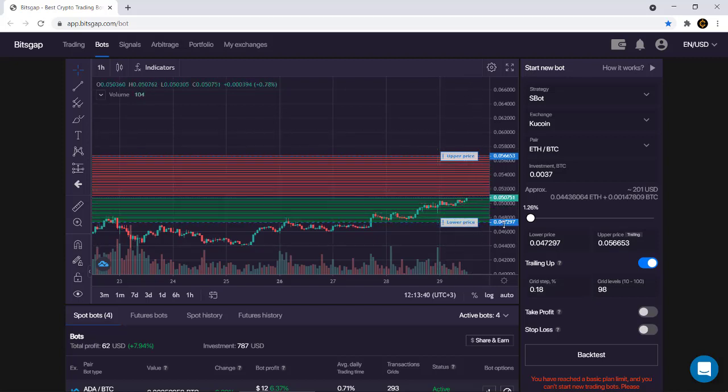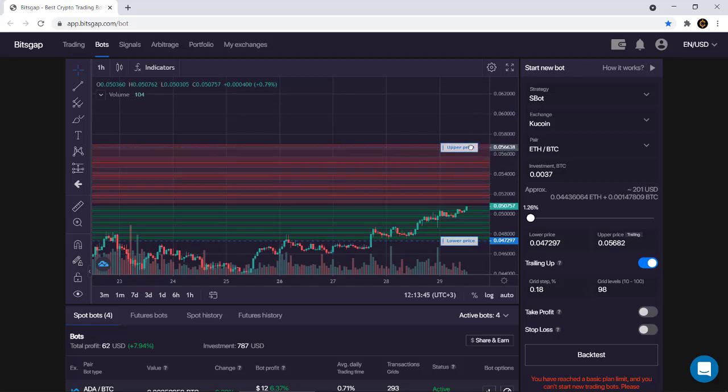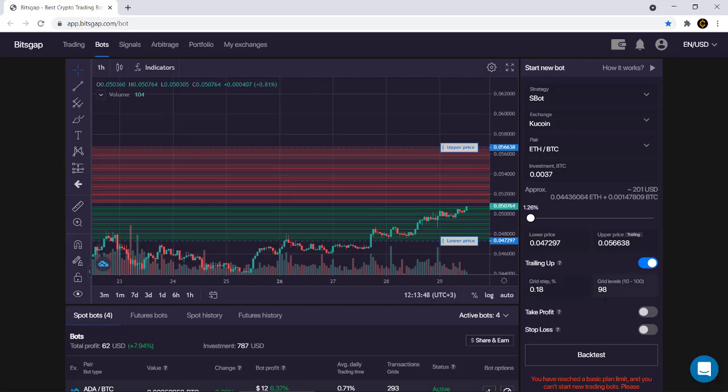That seems to be alright. The upper value, can I raise it a bit? No. Okay, so this will give me 98 grids, which is a good amount of grids to have to be able to do the trading.